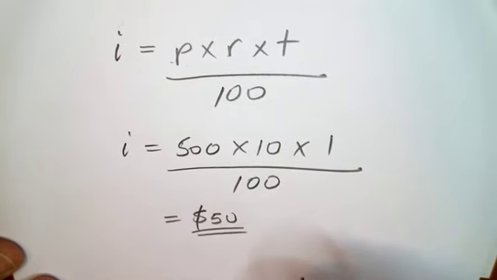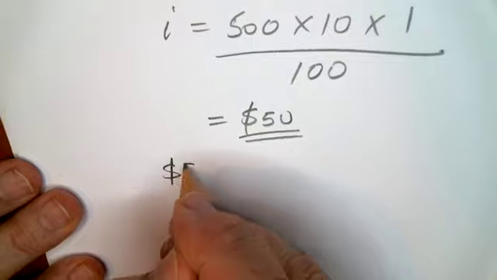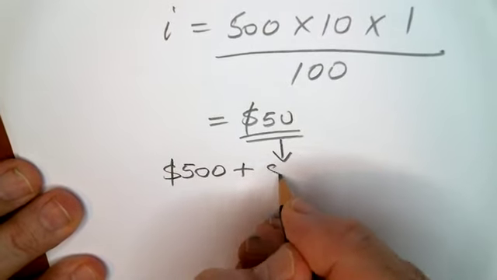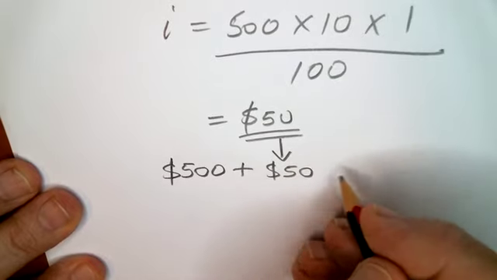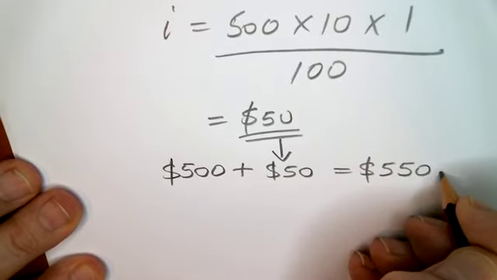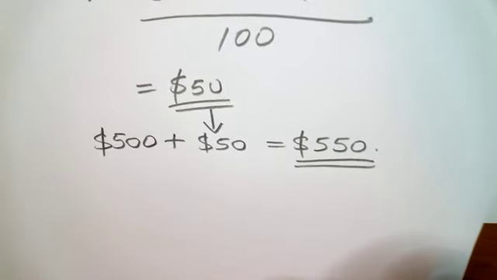Now that was the interest. Of course, we want the principal, which was originally $500. And now we're going to add to it that interest, which is $50. And of course, 550 is, well, 550. So that's the way which I would calculate that. A few different ways of doing it, by the way, and a few different equations that one can use. But that ultimately is quite a useful way of doing it.